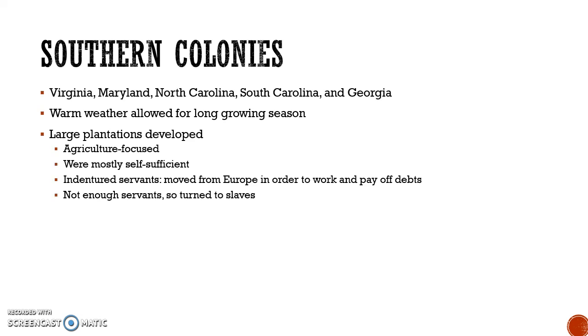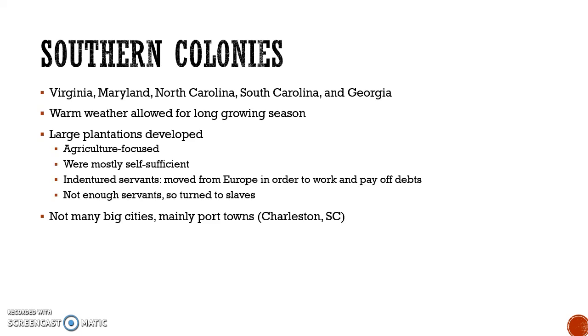They employed some indentured servants, which were essentially people who moved from England with the specific purpose to work and pay off their debts. Once they were done paying off their debts, they were allowed to work for money or start their own farm or plantation. Eventually, though, there were not nearly enough servants to go around on these plantations, so they did have to turn to slaves.